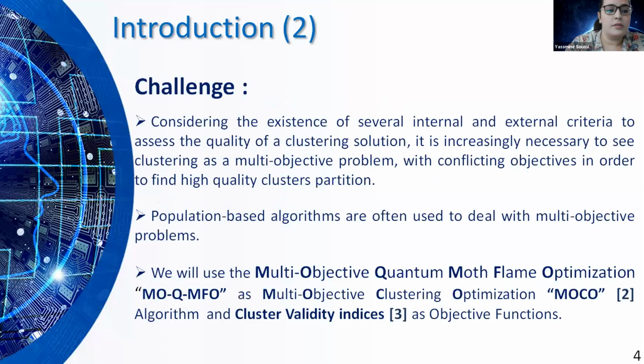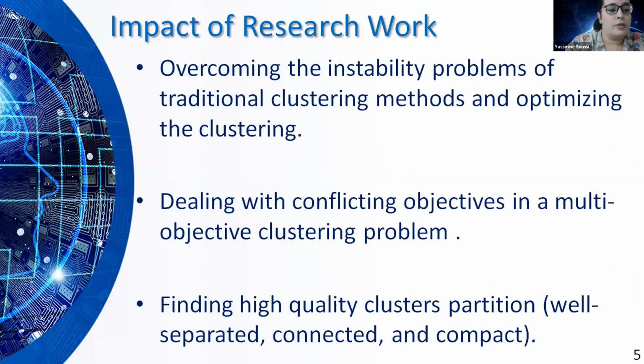Considering the existence of several internal and external criteria to assess the quality of clustering, it is increasingly necessary to see clustering as a multi-objective problem with conflicting objectives in order to find high-quality cluster partitions. Population-based algorithms are often used to deal with multi-objective problems. We will use the multi-objective quantum moth flame optimization (MOQMFO) as multi-objective clustering optimization algorithm, and cluster validity indices as objective functions. Our algorithm aims to address the instability problems of traditional clustering methods and optimize the clustering, dealing with conflicting objectives and finding high-quality cluster partitions.